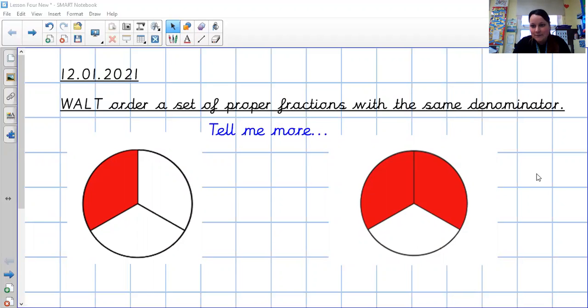The last lesson with Mrs. Dyer on Friday, you were ordering 2 fractions with the same denominator. So today's lesson is moving on a little bit because we are going to order a set of proper fractions with the same denominator. But hopefully you can use everything that you learnt with Mrs. Dyer to help you in today's lesson.